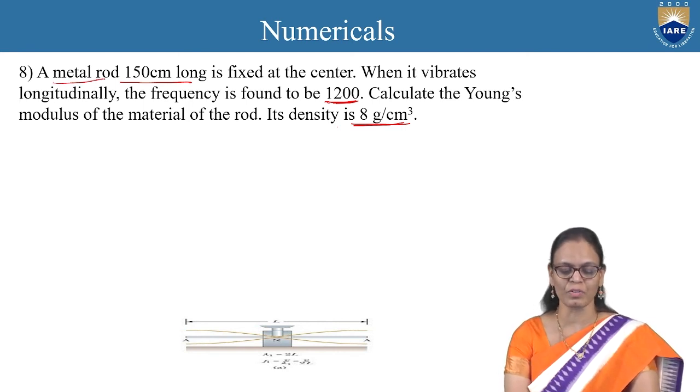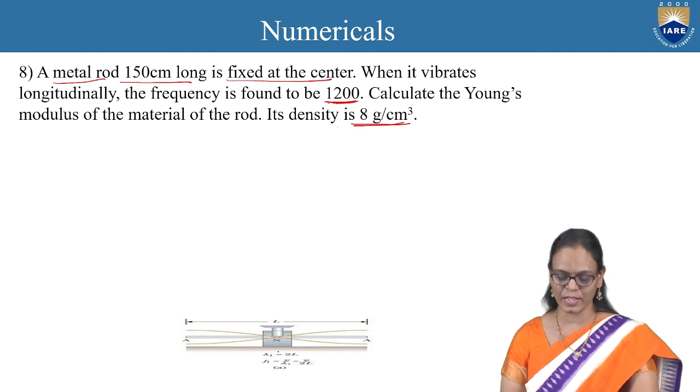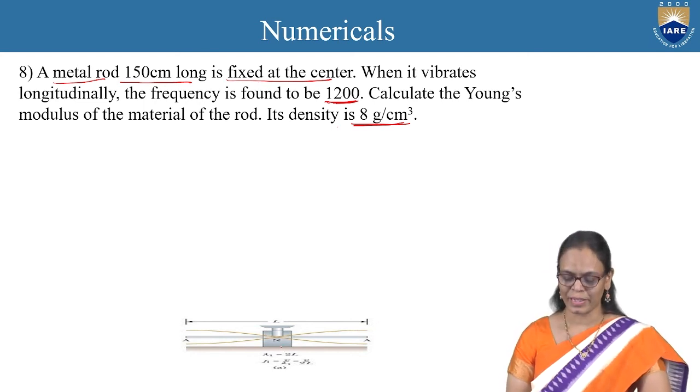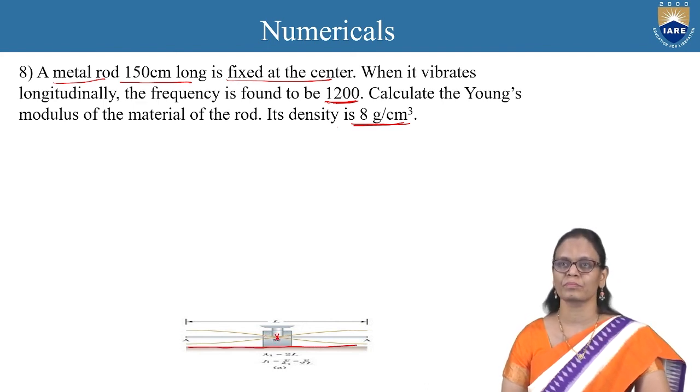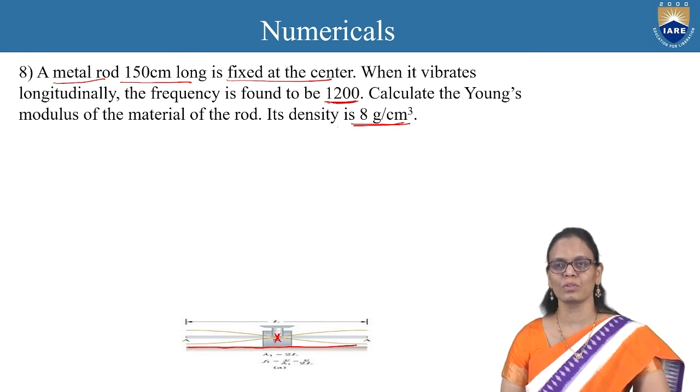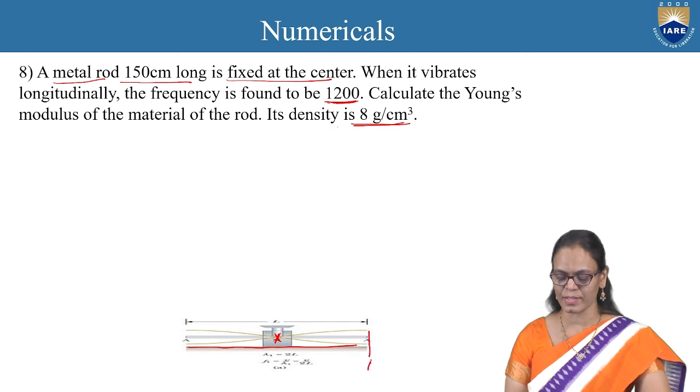We are taking a metal rod which is fixed at the center. So you can see here the figure. This is the metal rod which is fixed here at the center. Now this is vibrating longitudinally. When the particles vibrate longitudinally, you will have waves like this. So how will it vibrate? Always at the fixed end there will be a node. So this is the node here at the fixed end, and these two ends are open. So you will have an antinode here. This is an antinode, and this is also an antinode. This is the node.